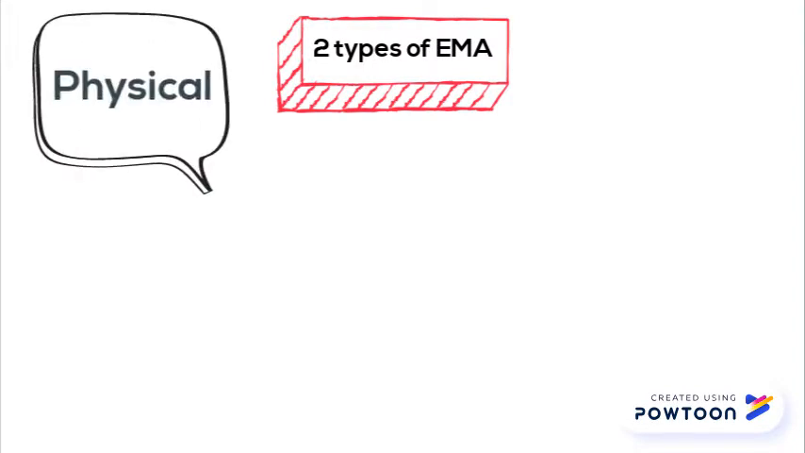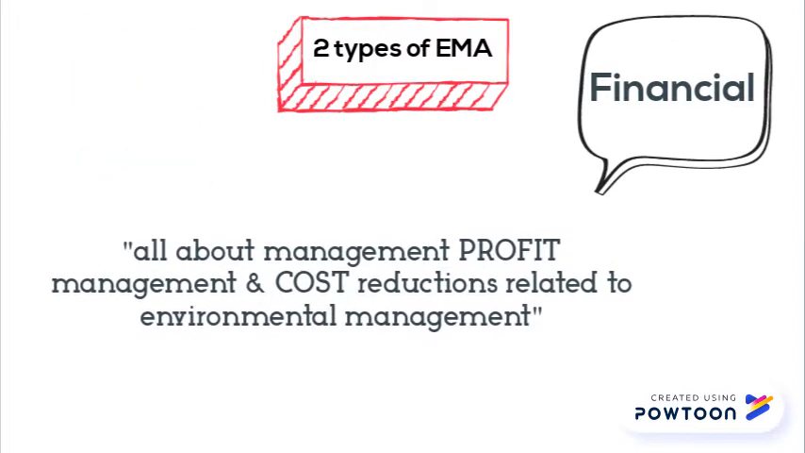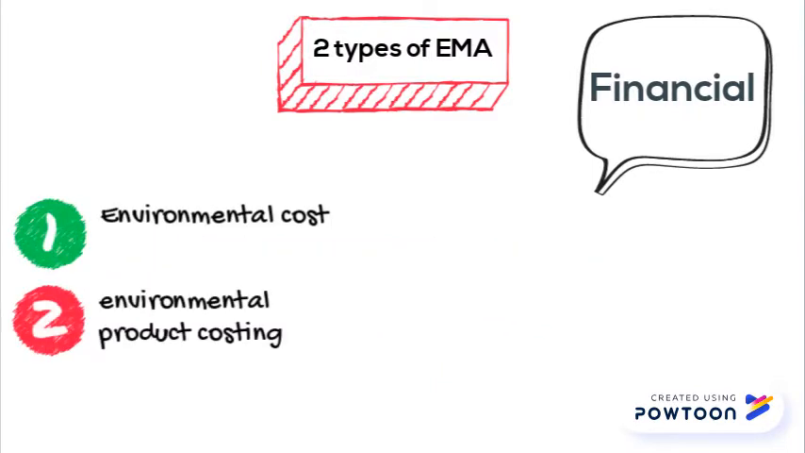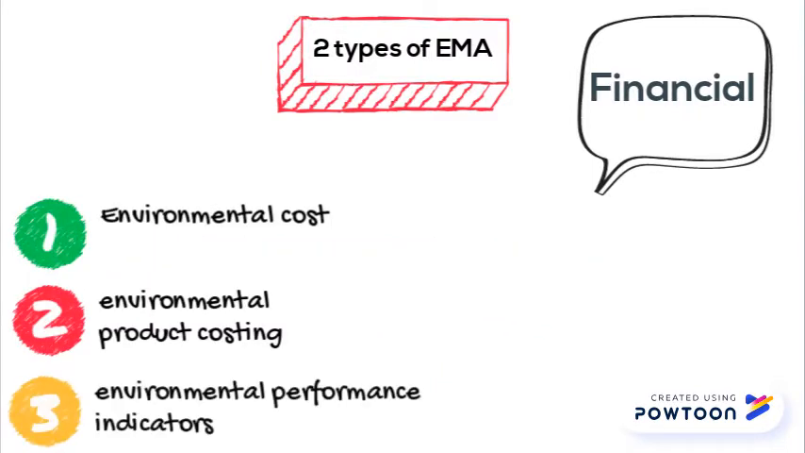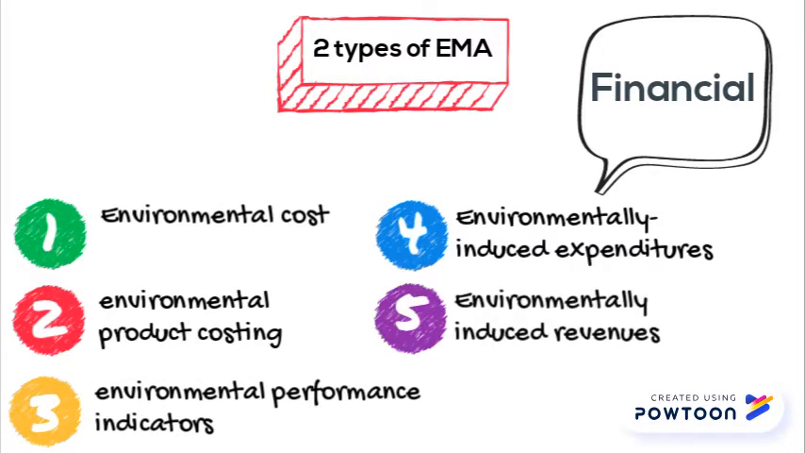The next type of EMA is financial EMA. Financial EMA is all about profit management and cost reductions related to environmental management. Financial EMA includes environmental costs, environmental product costing, environmental performance indicators, environmentally induced expenditures, and environmentally induced revenues.